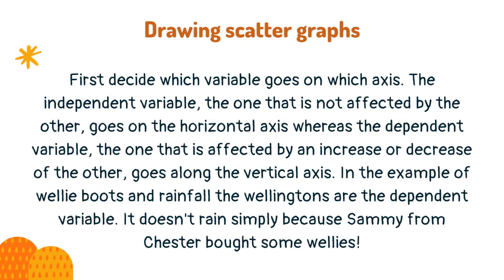First, decide which variable goes on which axis. The independent variable, the one that is not affected by the other, goes on the horizontal axis, whereas the dependent variable, the one that is affected by an increase or decrease of the other, goes along the vertical axis. In the example of welly boots and rainfall, the Wellingtons are the dependent variable. It doesn't rain simply because Sammy from Chester bought some wellies.